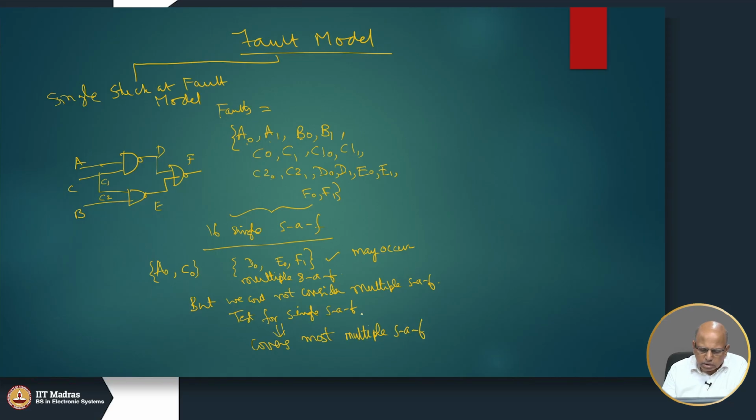Okay. So, the semiconductor industry has adopted the single stuck at fault model because it is simple. Nobody is saying that multiple stuck at faults cannot occur. But the testing that you do for single stuck at faults in all likelihood covers all the multiple stuck at faults. So, we do not anymore look at multiple stuck at faults.